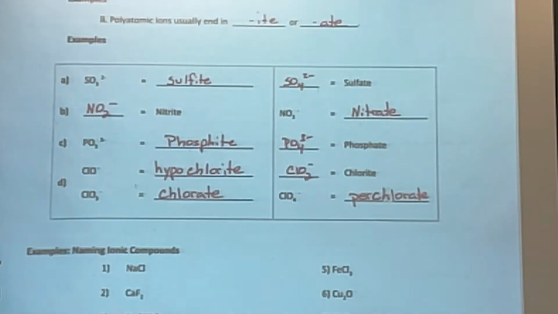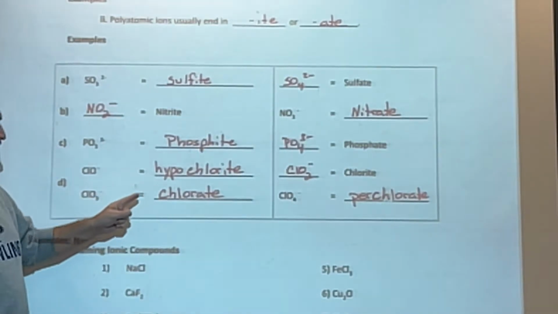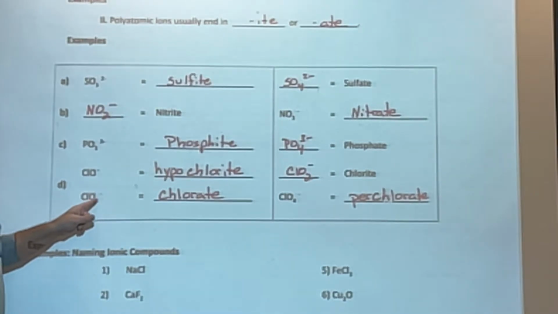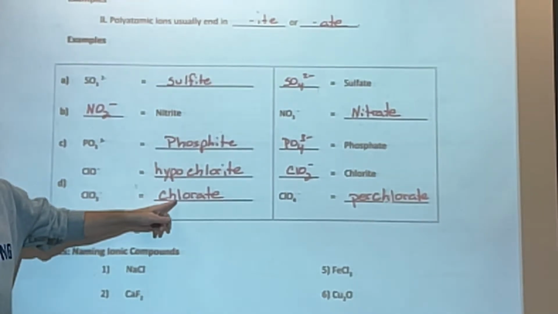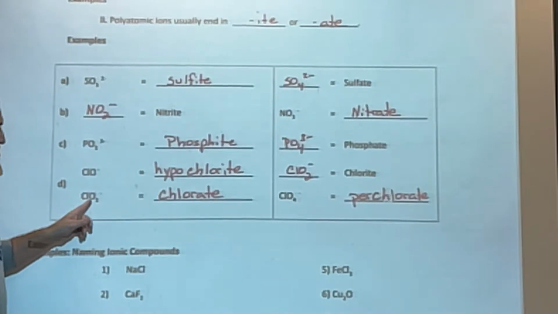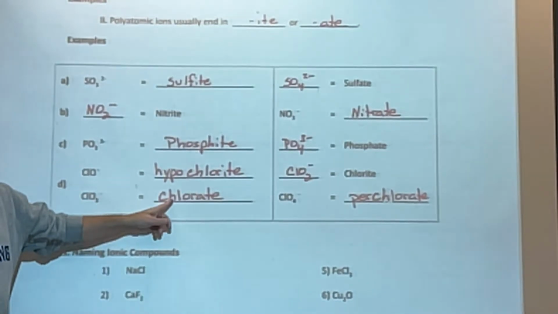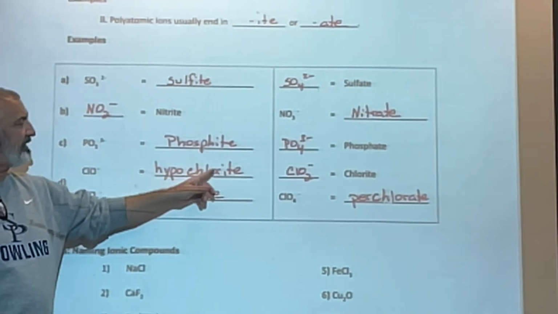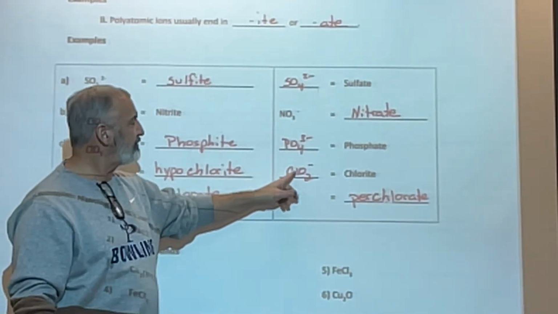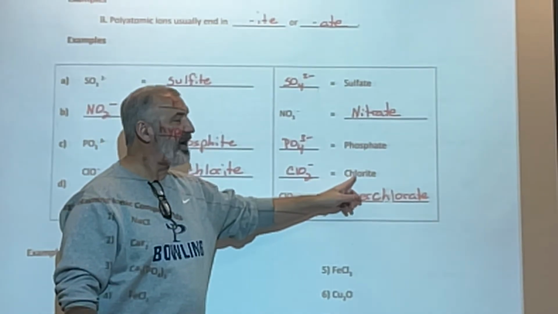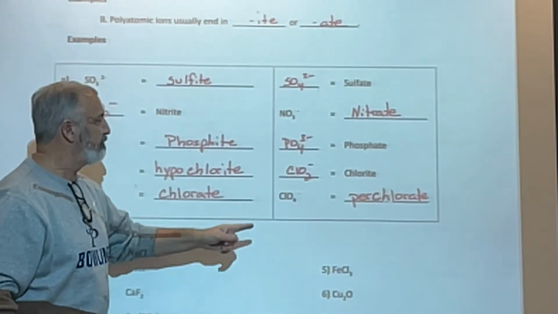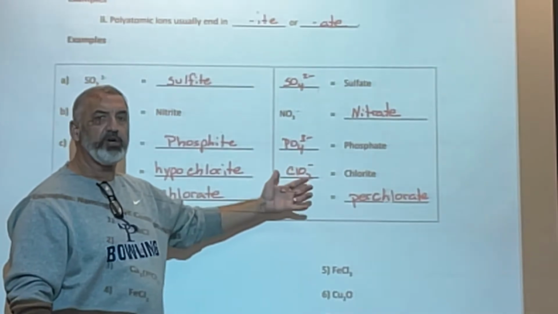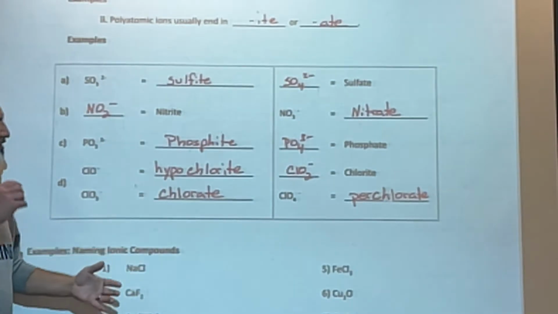Now, all of the halogens are going to do this. All of the halogens. So if I did BrO3-, that's going to be bromate. If I do IO3-, that's going to be iodate. So IO- is hypoiodite. IO2- would be iodite. BrO2- would be bromite. So by knowing one, you can really know them all.